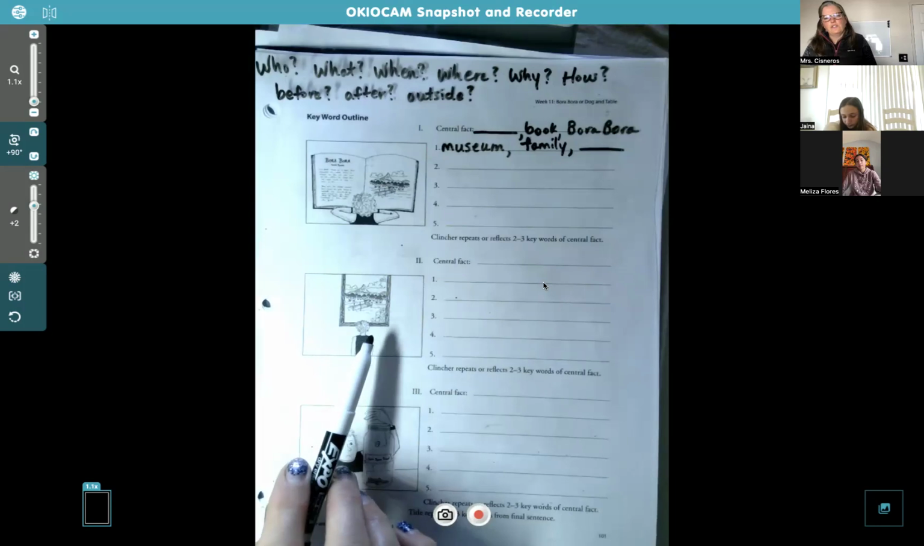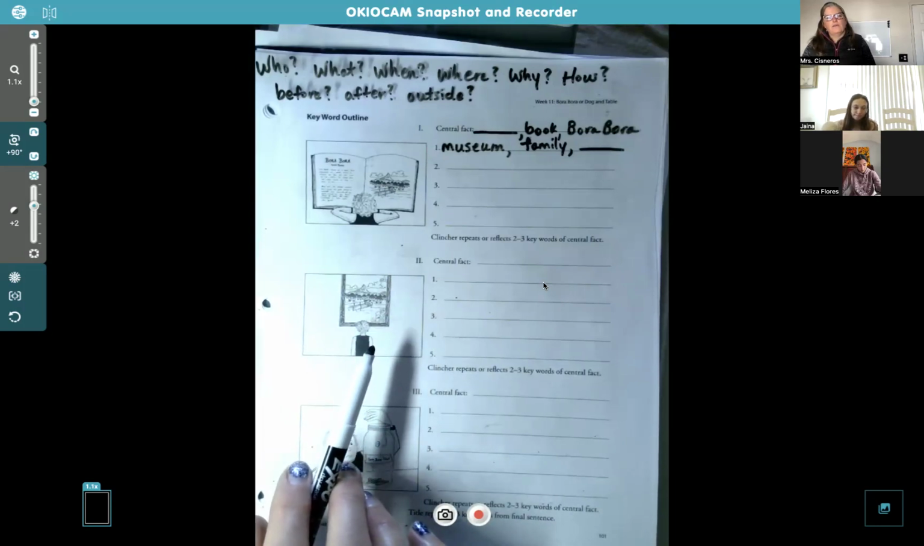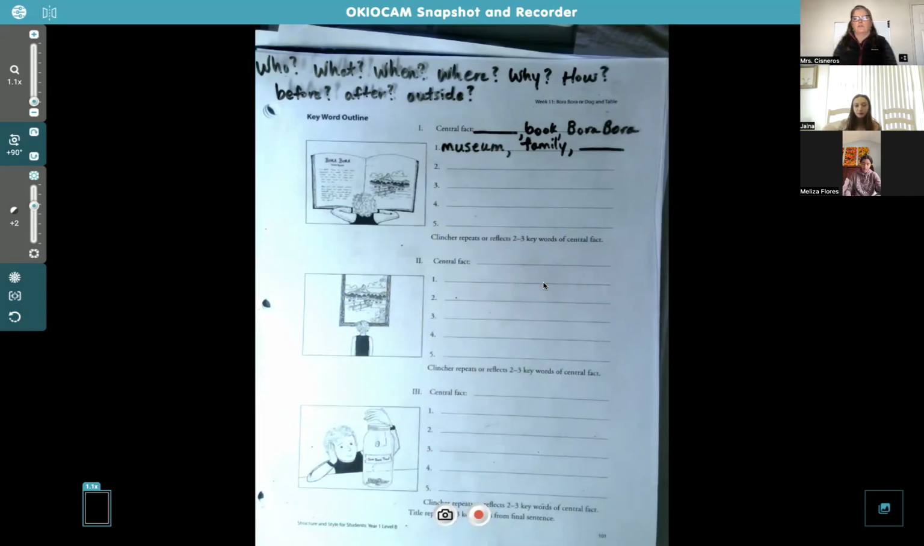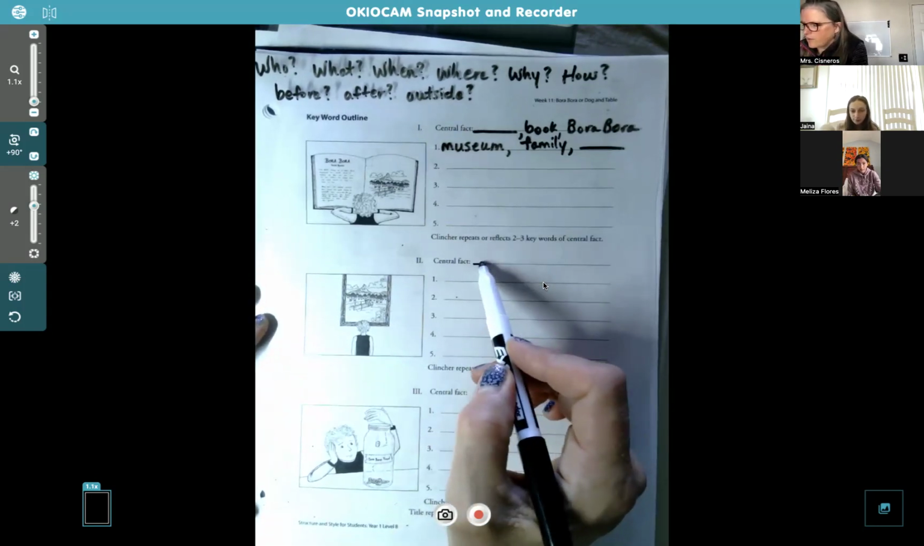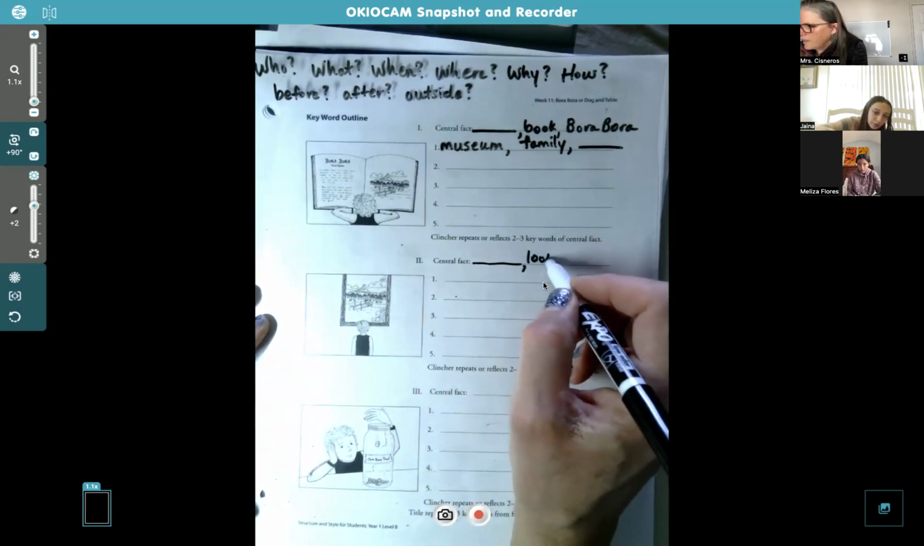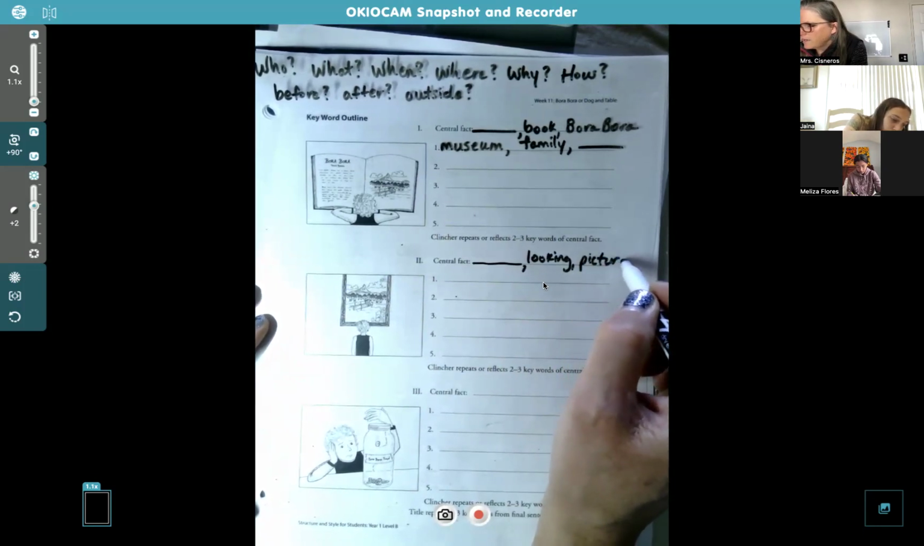But let's jump down to here, Jana. I'm going to have you tell me about this middle one here. What do you literally see? What is the central fact in that picture? He's looking at a picture of Bora Bora. Okay, good. So whatever the boy's name is, looking at a picture, or it could be a painting.